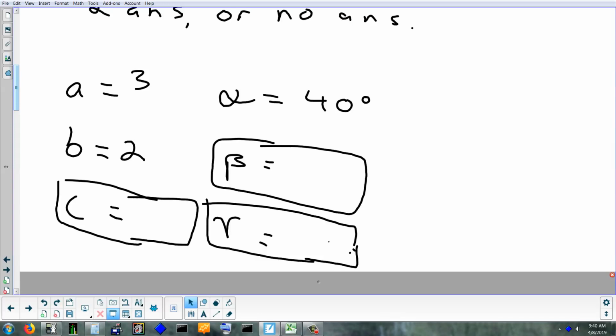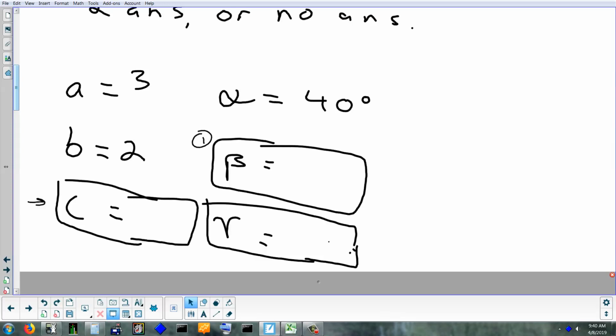Now, with side-side-angle, you have to do things in a certain order. Out of the three things you don't know, beta, gamma, and C, you only have enough information to find one of them right now. Two of them you have to ignore. Does anyone think they know which one of the three we have a shot at figuring out, and the other two we can't even do anything with yet? Beta? Yes, beta. That has to be the first thing you try to find.